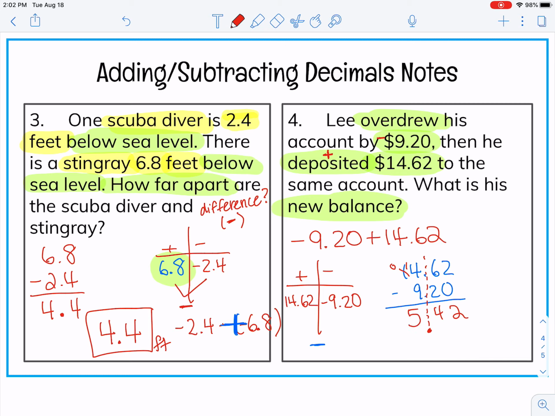So our final answer would be 5.42, but we would have to figure out what the sign of it is. We see that 14.62 is the bigger absolute value, and it's on the positive side. So our final answer would be $5.42. And that is what Lee's new balance would be.